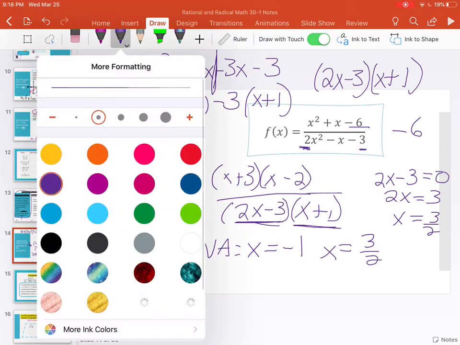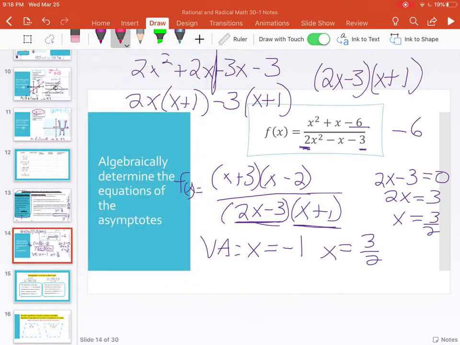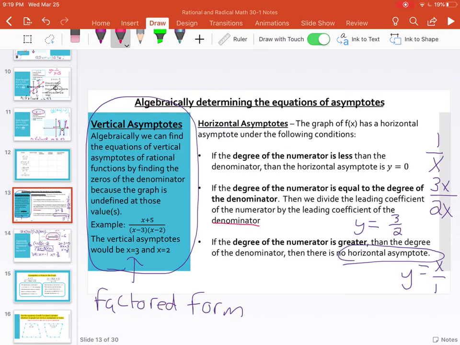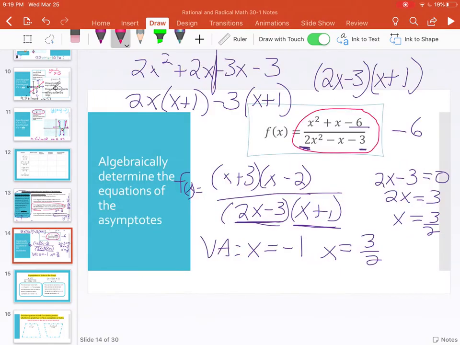The horizontal asymptote is actually easiest to find when you're in expanded form, not factored form. So when we look at this rational function in expanded form, we notice that the degree of the numerator is 2 and the degree of the denominator is 2, so they have an even degree. If you go back to your rules, when you have an even degree, you divide the leading coefficients. So here my leading coefficient would be 1, and here my leading coefficient would be 2. So my horizontal asymptote would be at y equals 1 over 2. All right, and those are all my asymptotes.